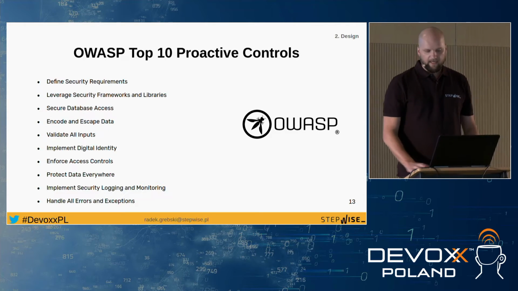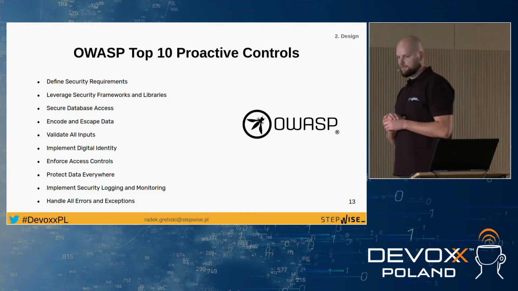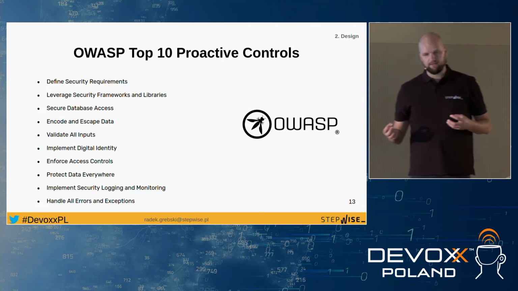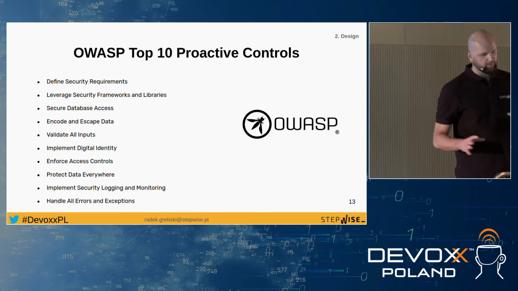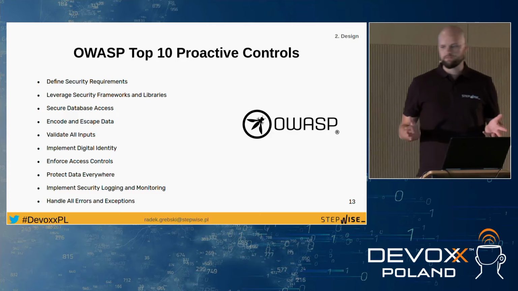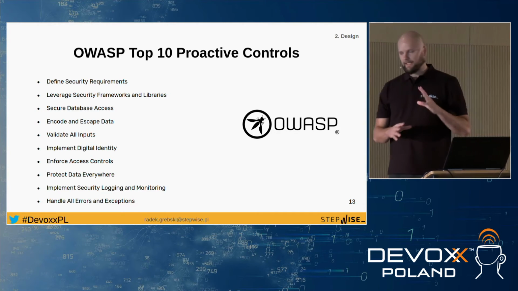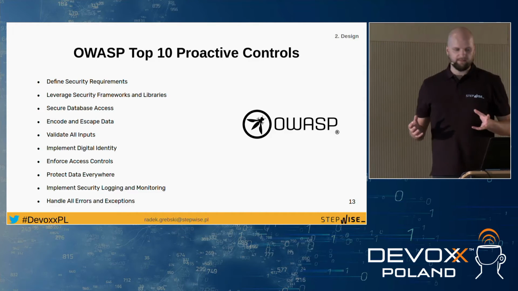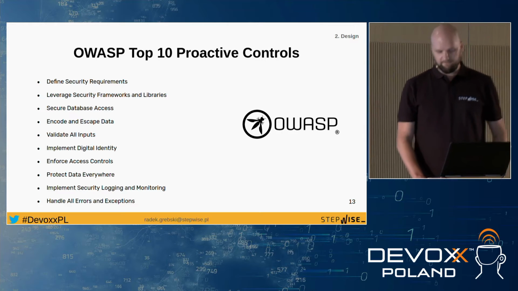And one important thing, using components and not keeping them up to date is also a big risk. As an answer to that, OWASP also created the top 10 proactive controls, which is an answer to those risks you saw on a previous slide. So stuff like defining security requirements, validating input, handling all errors and exceptions, stuff like that. But this is basic stuff.